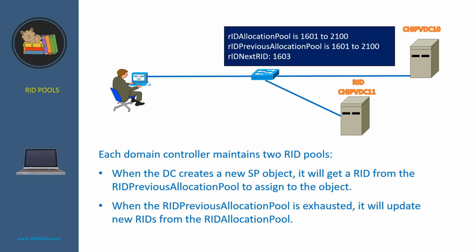Let's learn about relative ID pools. As you may know, each domain controller maintains two relative ID pools. The first one is the RID previous allocation pool, and the second one is the RID allocation pool. When the DC creates a new security principal object, it will get a relative ID from the RID previous allocation pool to assign to the object. When the RID previous allocation pool is exhausted, it will update new relative IDs from the RID allocation pool.